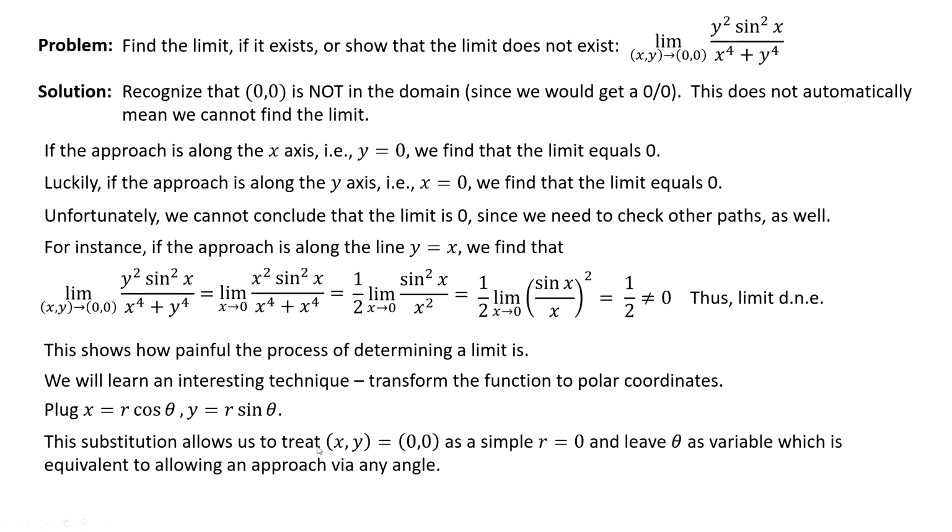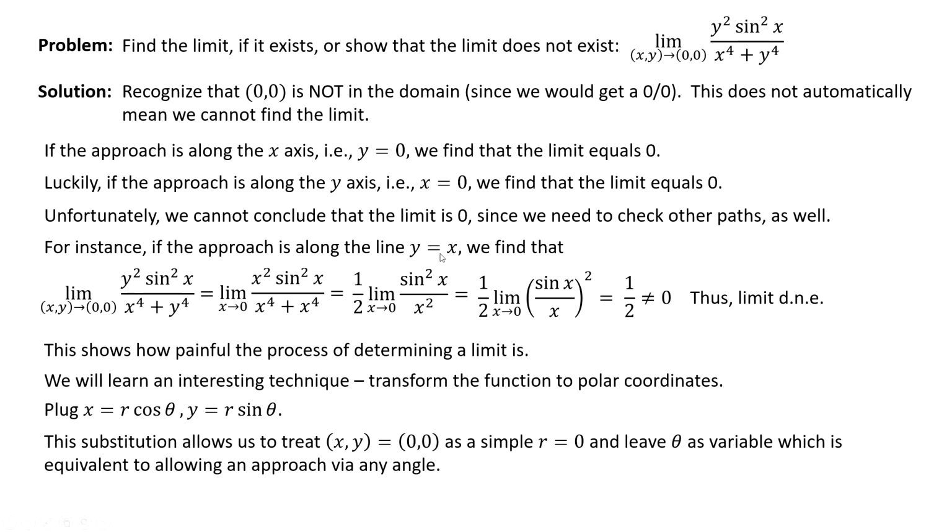This substitution allows us to treat (x, y) equals (0, 0) as a simple r equals 0 and leave theta as a variable. If we say r equals 0, then theta can be anything, which is equivalent to allowing an approach via any angle. Because theta is a variable, by choosing different values of theta, we are approaching (0, 0) via different angles.